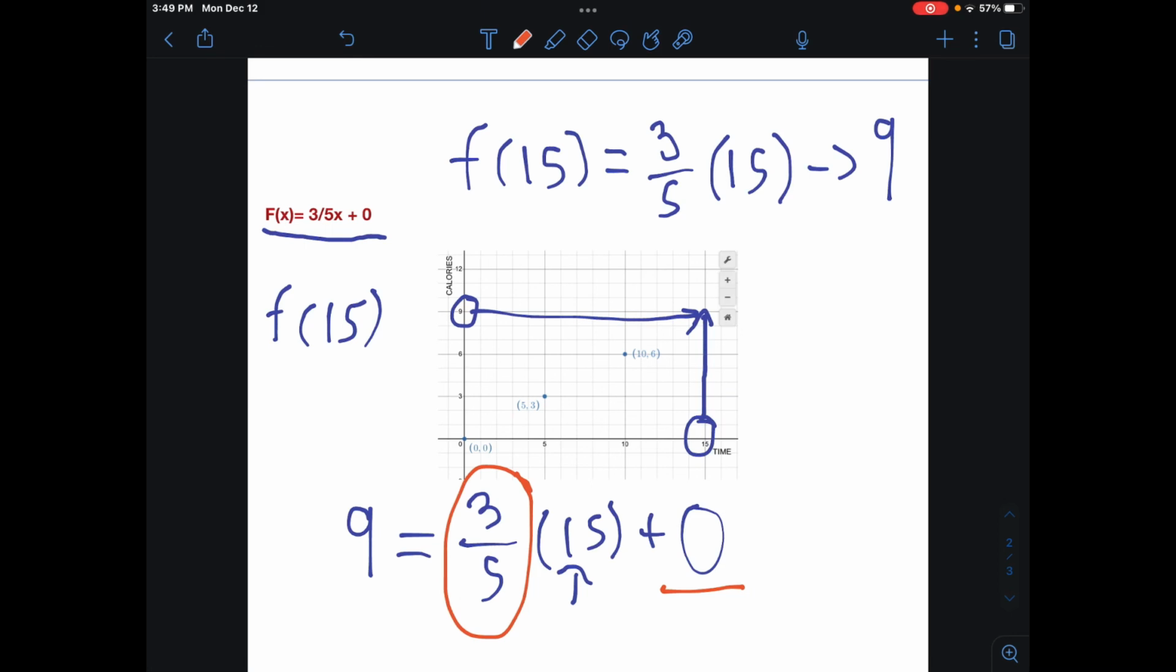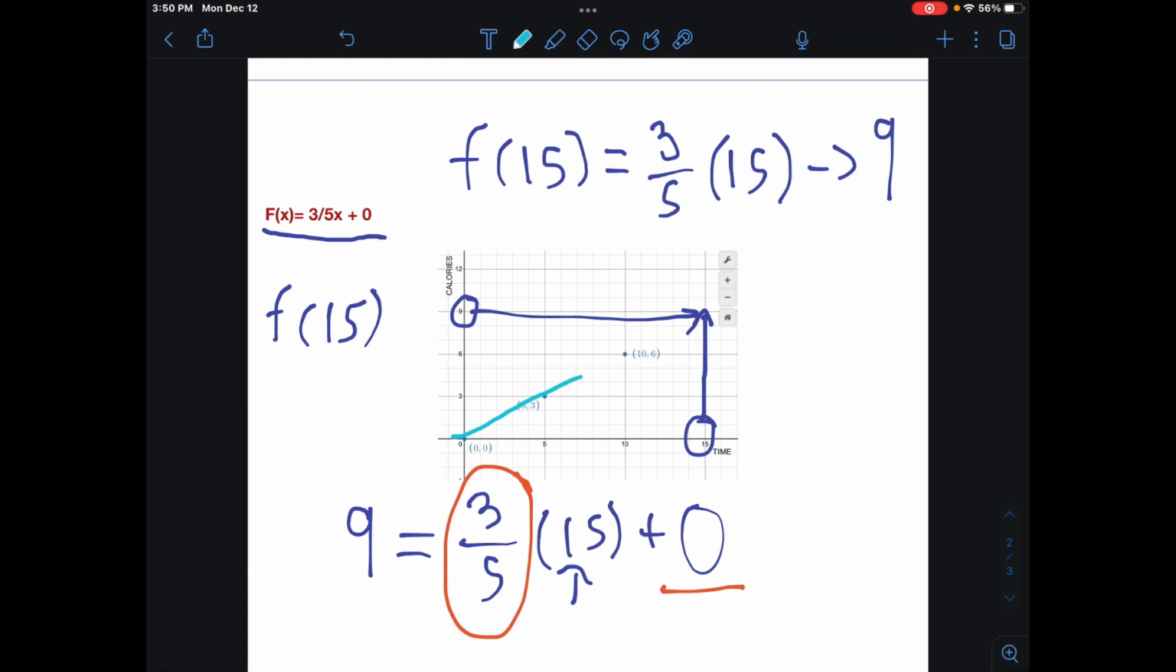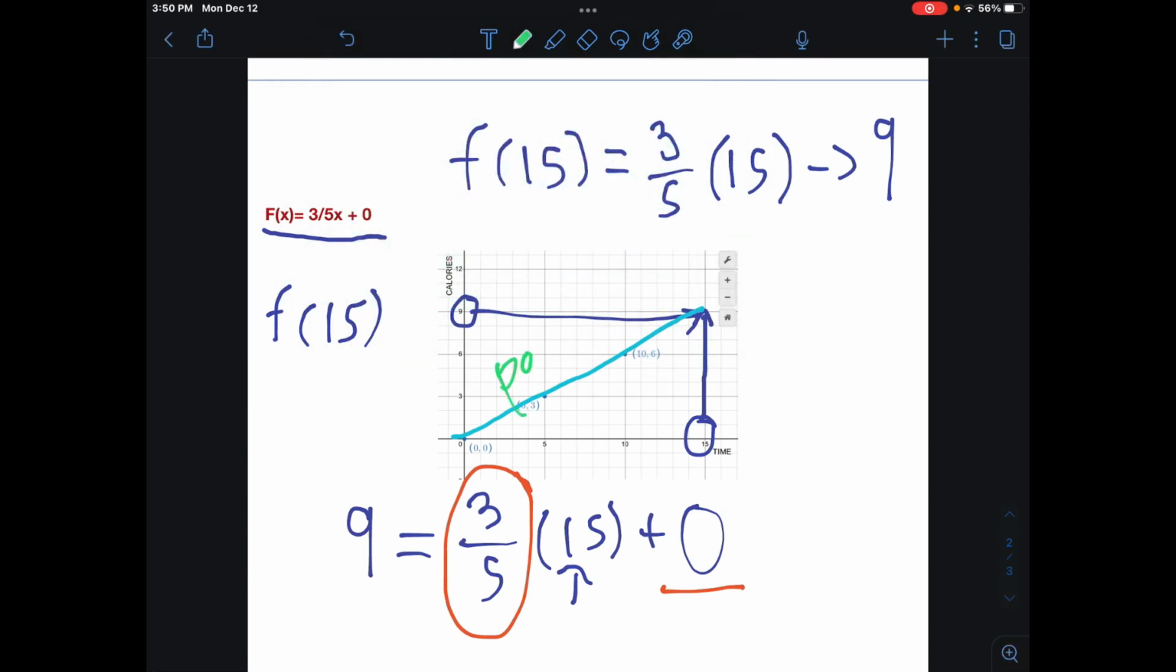And just another important detail, if we connect our dots here, we can see that our slope is a straight line and it's going up. So when it's going up like this, that means that it's a positive slope. But that's not always the case. We can also have negative slopes, which you could think of as going downhill. And for the sake of this lesson, those are the only two we really need to get into.